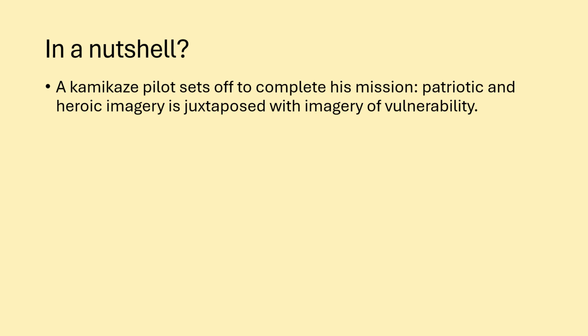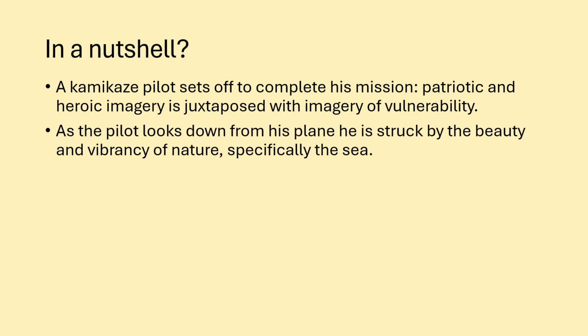So the poem starts off with a kamikaze pilot setting off to complete his mission as dictated by society. He is surrounded by patriotic and heroic imagery, the idea of the sunrise, the samurai sword, a one-way journey into history, but that's also juxtaposed with imagery of vulnerability, a flask of water suggesting that human need for sustenance, a shaven head filled with powerful incantations. There's a real juxtaposition from the first stanza about the idea of propaganda and then human vulnerability.